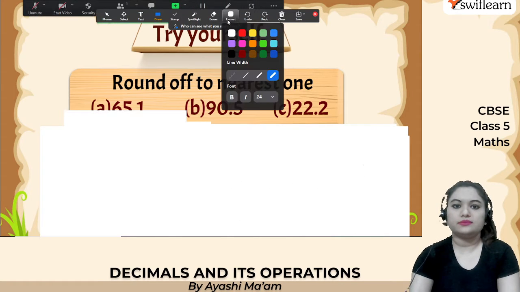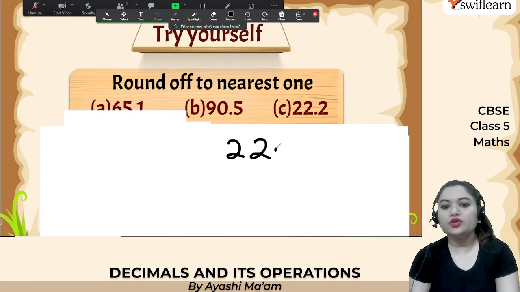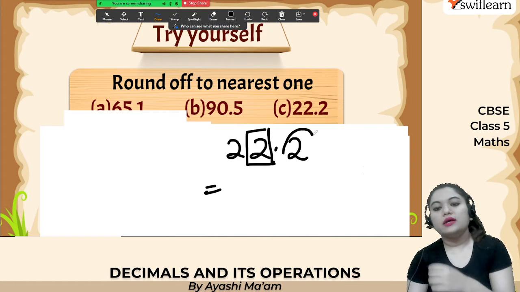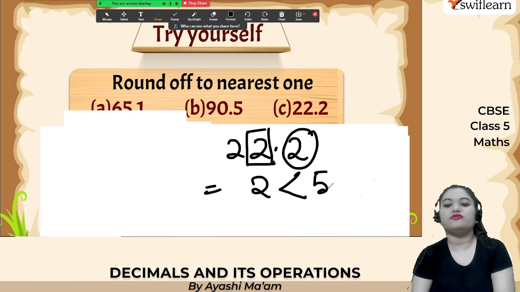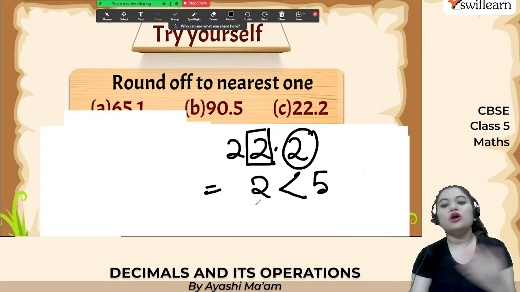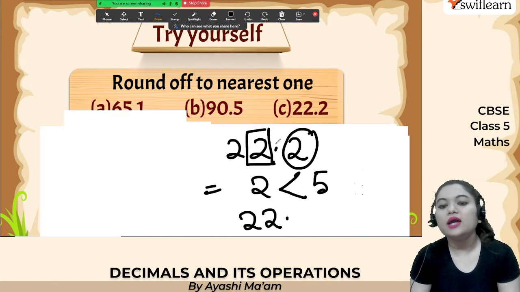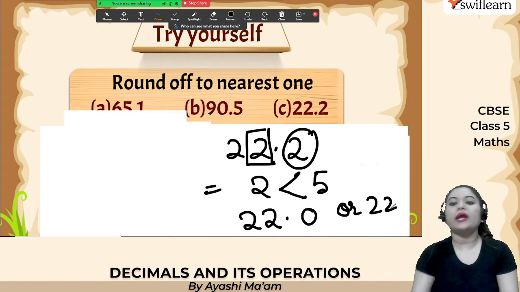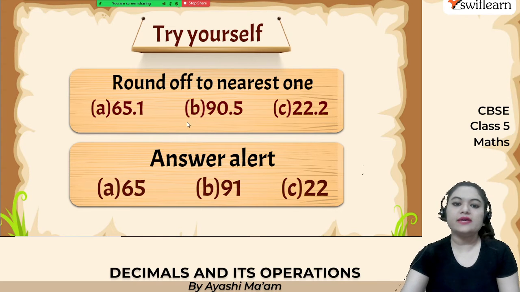Next. 22.2. Ones digit is 2. To the extreme right, we have a 2, and 2 is less than 5. So we are always comparing it with 5. 2 is less than 5, so no change will happen. It will simply become 22 point. After ones digit, everything will become 0. So 22.0 or 22, and that will be your answer. Okay, easy.